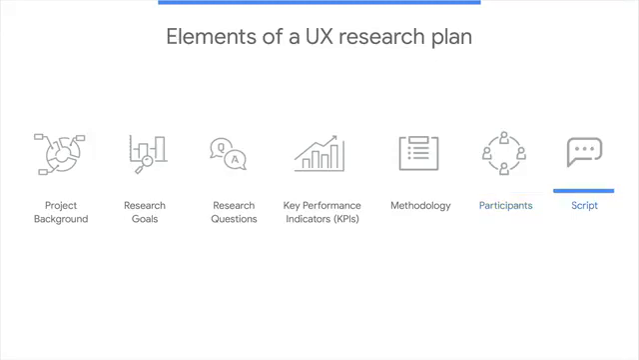Finally, you'll need to write a script for your study. This is also known as the discussion guide. You'll need to determine what questions you want to ask participants during your research. And there you have it, the 7 elements of a UX research plan. Hopefully that brief overview refreshed your memory on how to plan a UX research study.